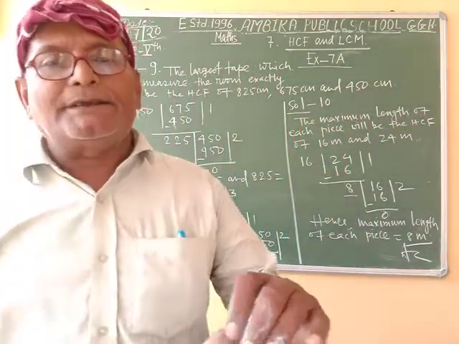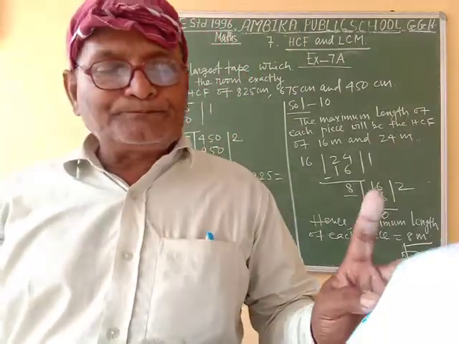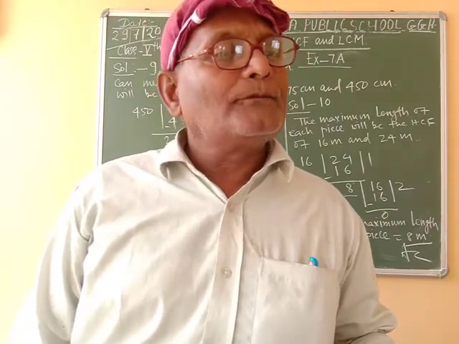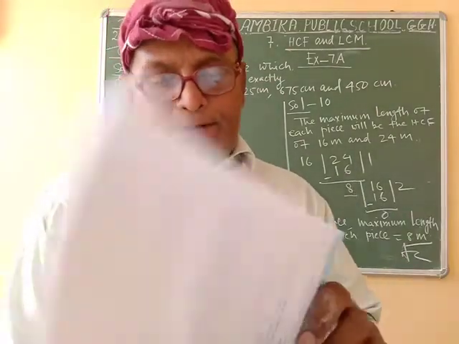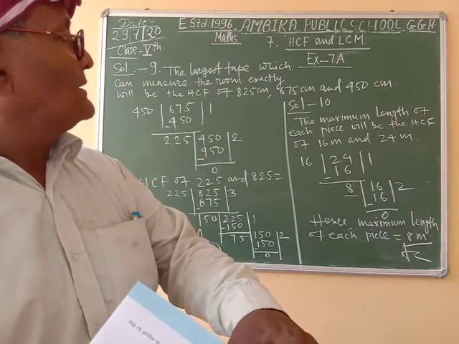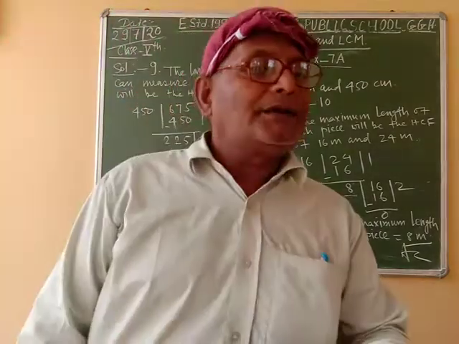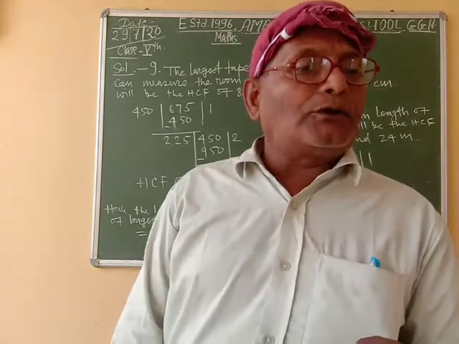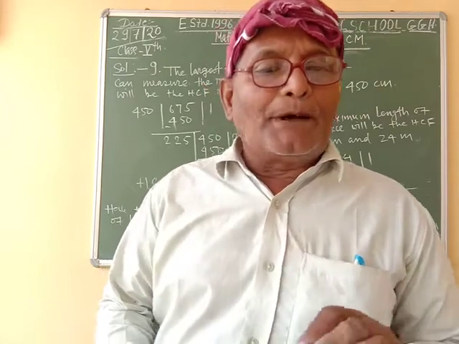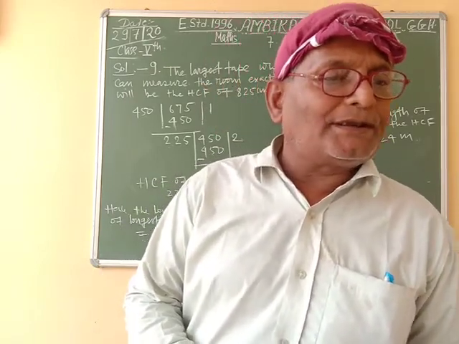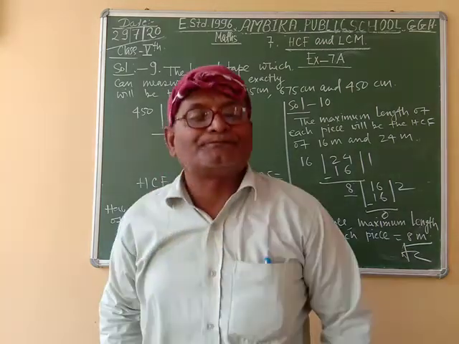Now the exercise is completed. In the next class, we will start lowest common multiple, the examples of exercise 7b, in which we will study lowest common multiple and the properties of HCF and LCM by the common division method and the prime factorization method. Thank you.